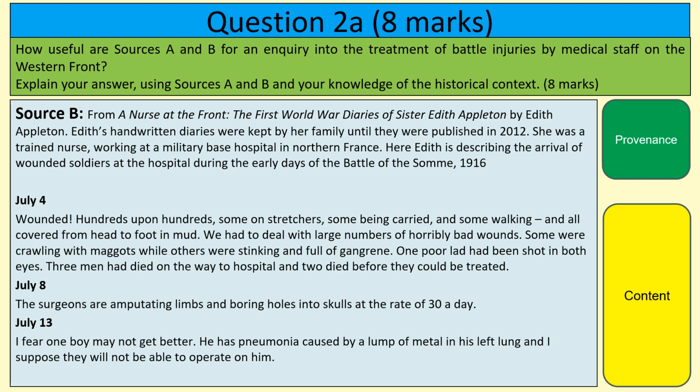So July 4th, wounded, hundreds upon hundreds, some on stretchers, some being carried and some walking, and all covered from head to foot in mud. We had to deal with large numbers of horribly bad wounds. Some were crawling with maggots, while others were stinking and full of gangrene. One poor lad had been shot in both eyes. 3 men had died on the way to hospital, and 2 died before they could be treated. The surgeons, July the 8th, the surgeons are amputating limbs and boring holes into skulls at the rate of 30 a day. July 13. I fear one boy may not get better. He has pneumonia caused by a lump of metal in his left lung, and I suppose they will not be able to operate on him.